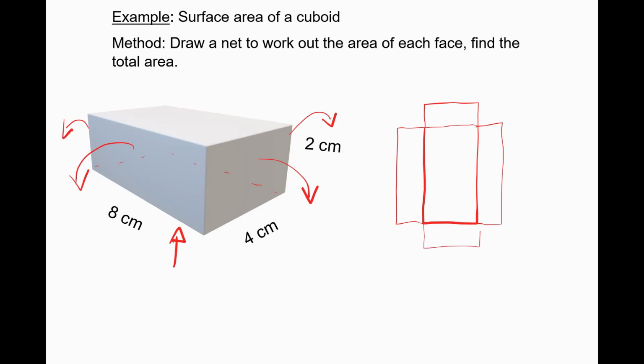And the last face is just the top. So imagine that opening up, and I could draw it down here. That would be, again, 8 by 4. Just going to label everything now. So we have 4, 8, and 2. And 2.